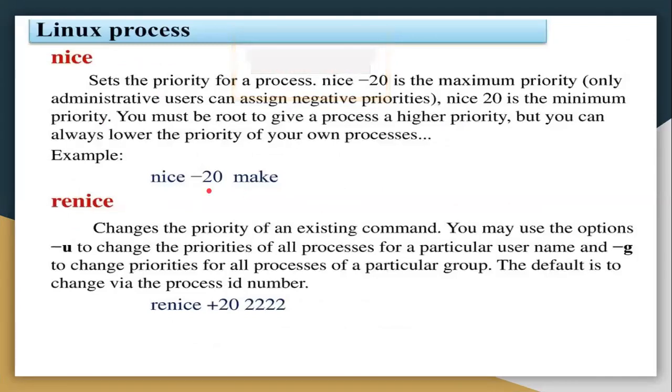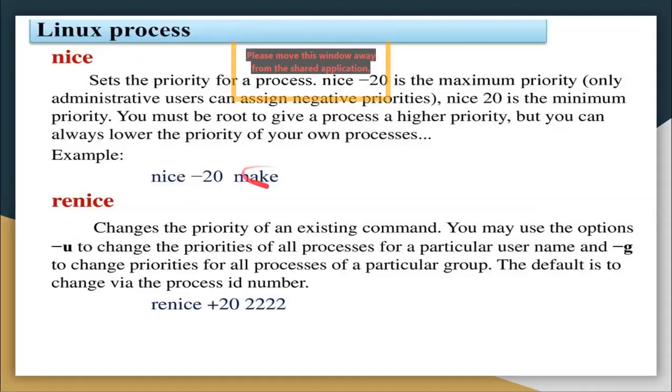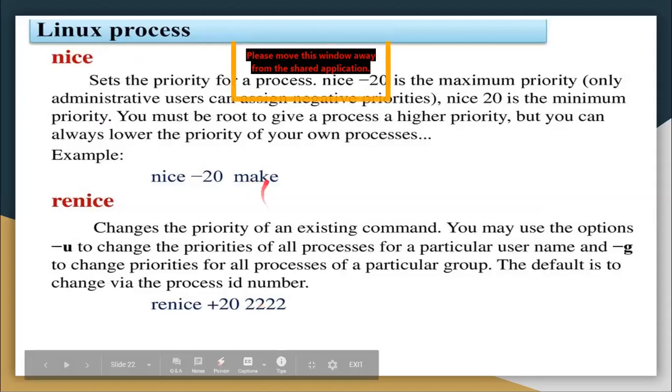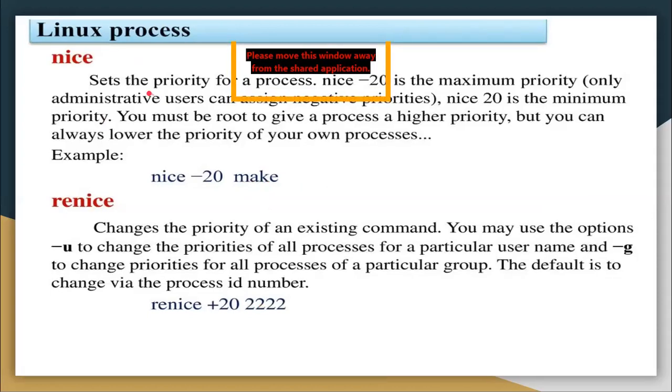So this is the command for nice: nice -20, and this is your process name or process ID. Either you can use the ID or the number. Fine. Setting the priority of the process, nice -20 is the maximum priority. Only an administrative user can assign these priorities. Nice 20 is the minimum priority. So you have to be root to give the higher priority.